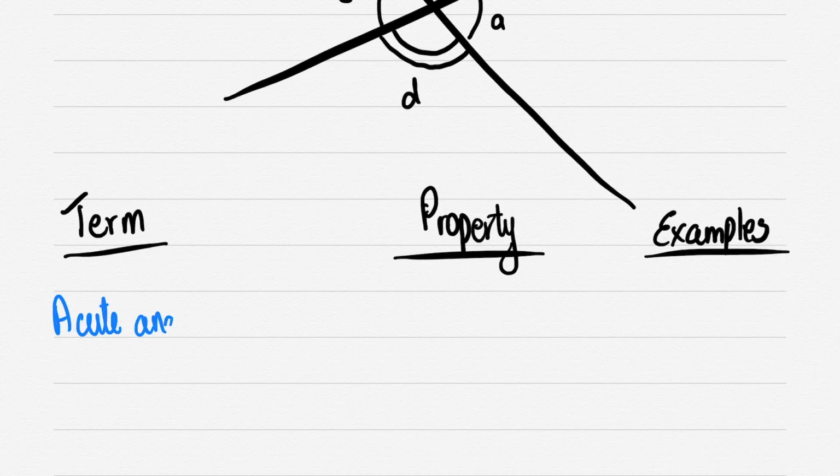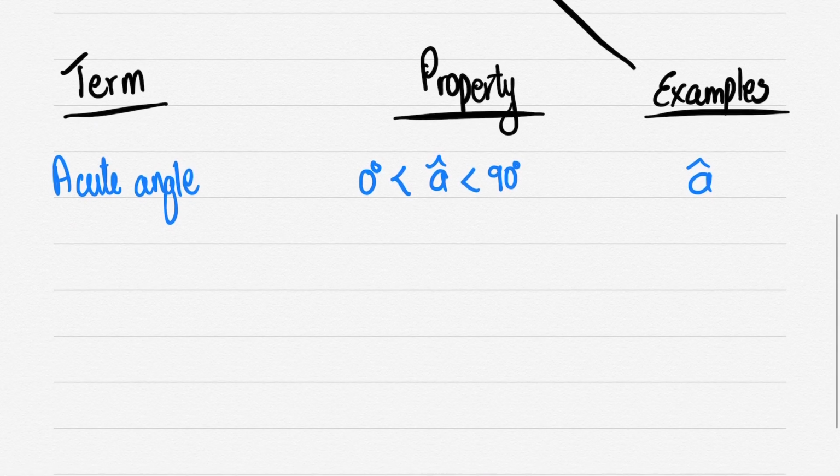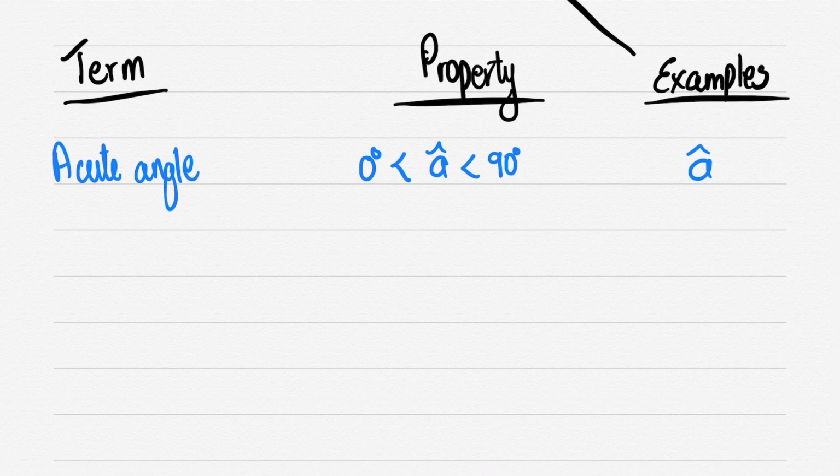Right, with an acute angle, we know that the angle is always less than 90 degrees, so we write the angle A with a little hat on top of it. The property would be A is less than 90 degrees but greater than 0 degrees. Always make sure to write an angle A with a little hat on top of it, just to illustrate the fact that it is in fact an angle.